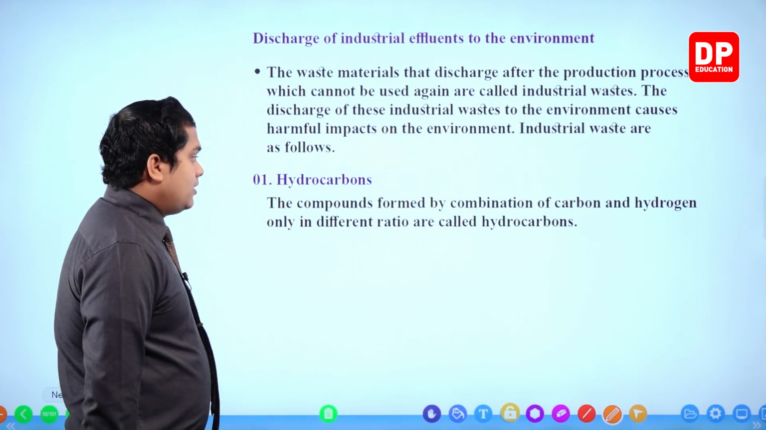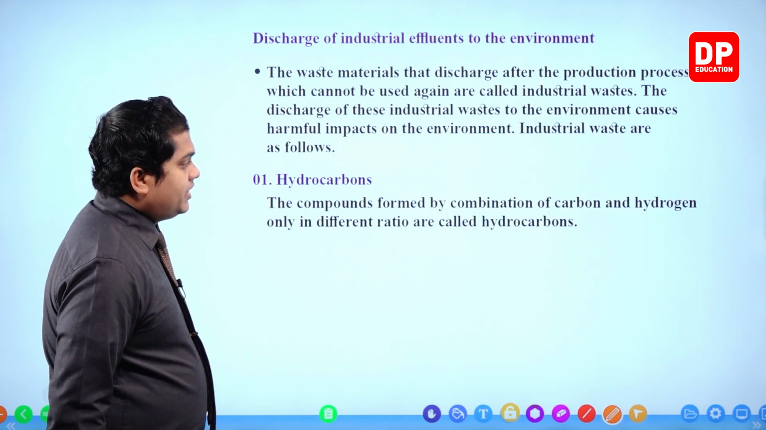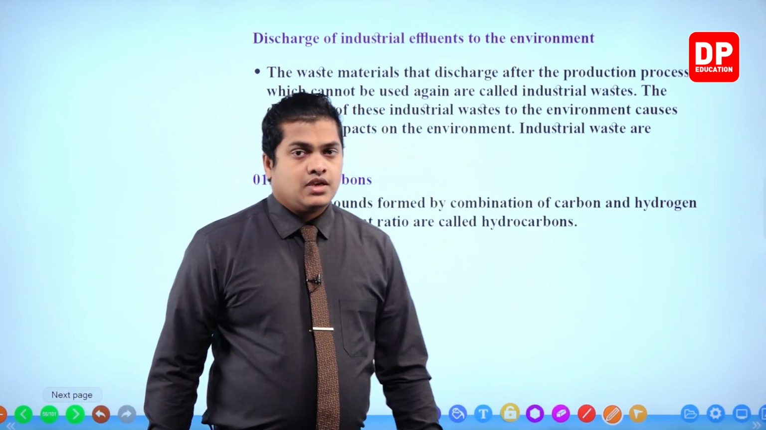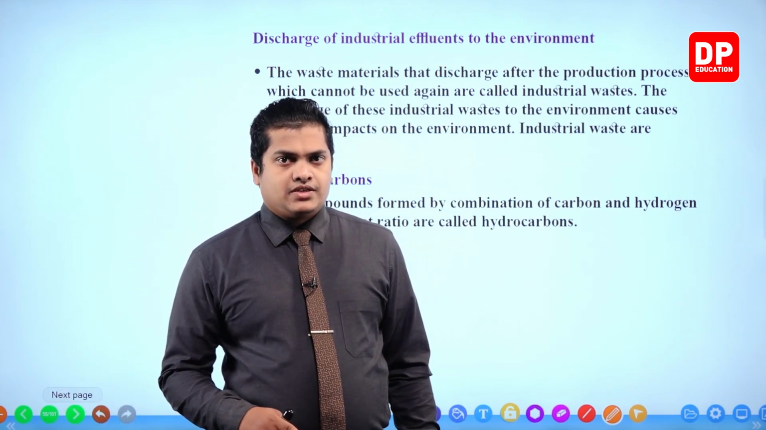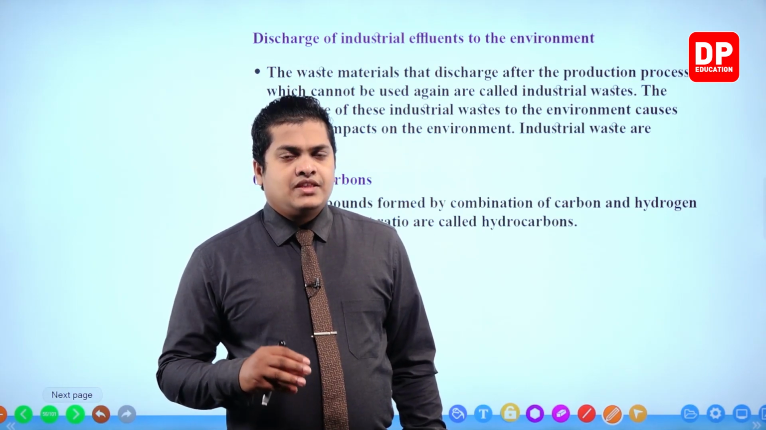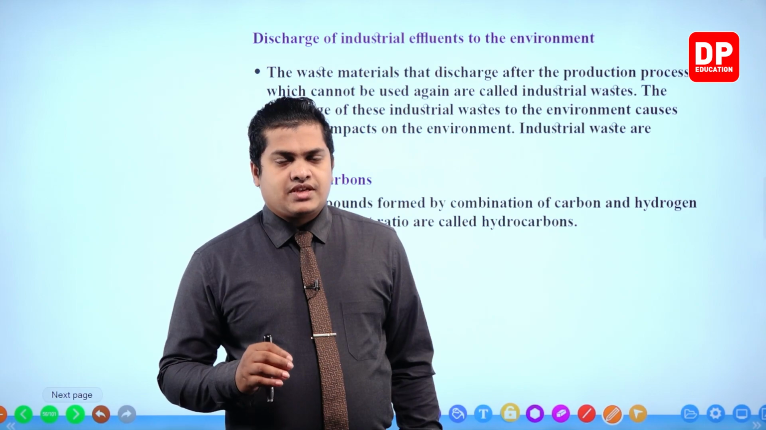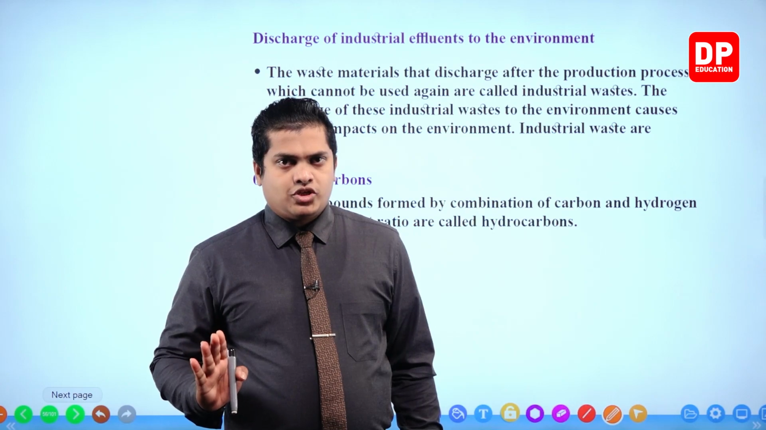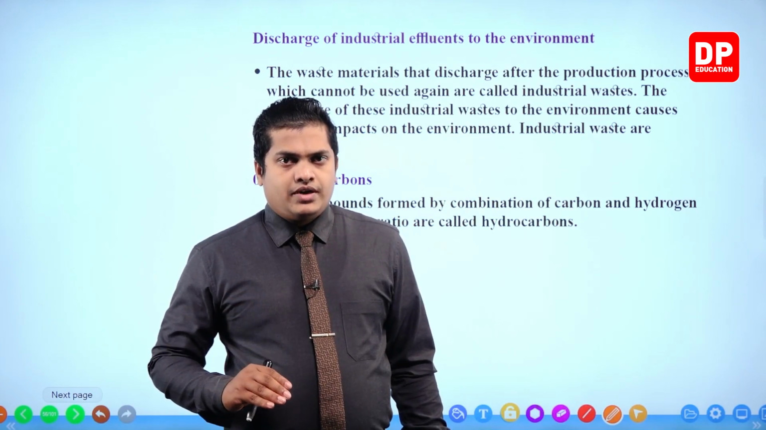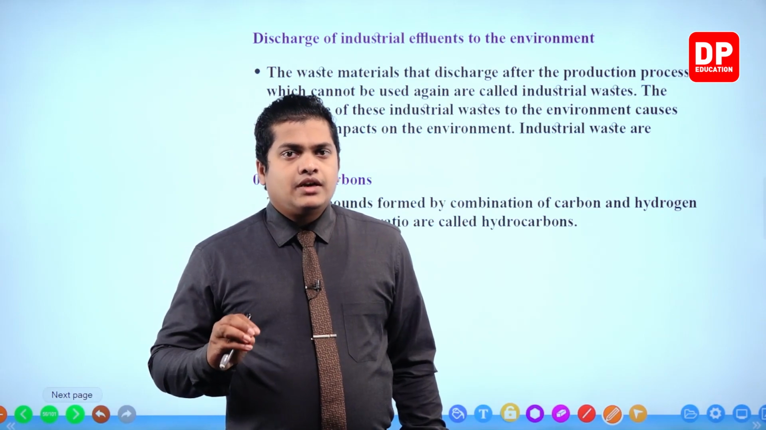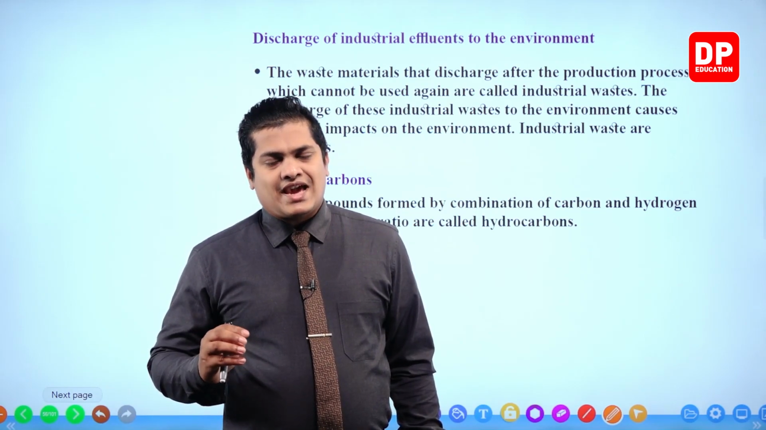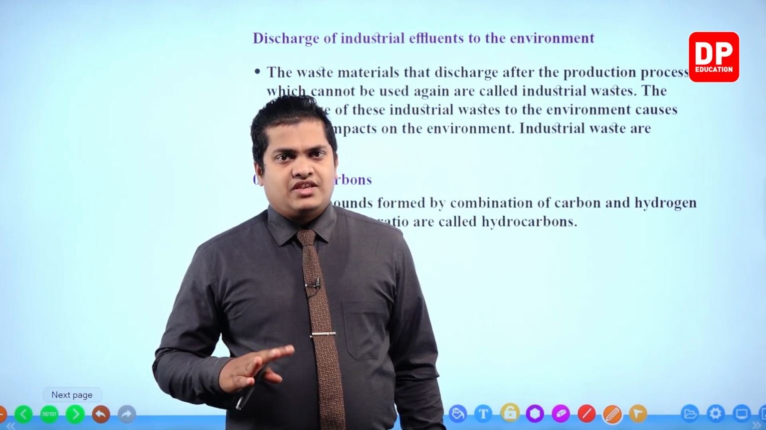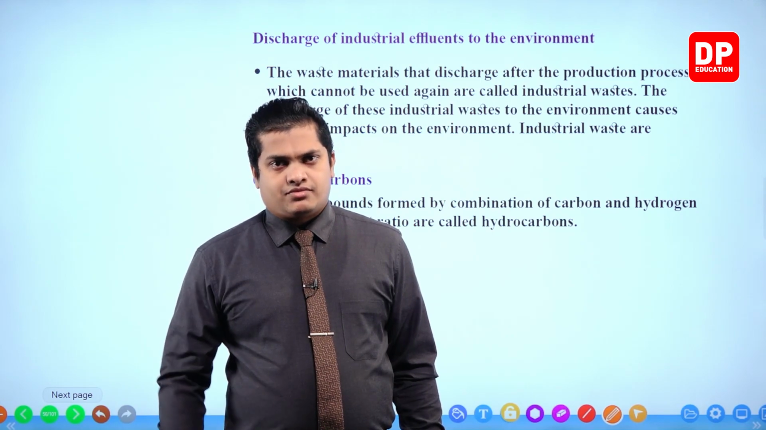So you are given a point. The compounds formed by combination of carbon and hydrogen only in different ratio are called hydrocarbons. We studied this in the previous chapter, my dear children, in the 14th lesson. In the 14th lesson, we studied hydrocarbons and mentioned that hydrocarbons have carbon and hydrogen in a certain ratio. According to the amount of carbon and hydrogen, there are different kinds of hydrocarbons like alkanes, alkenes and alkynes. These hydrocarbons are being added as main waste material to the environment by industrial processes.